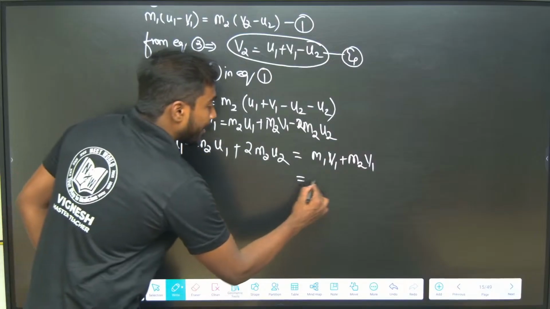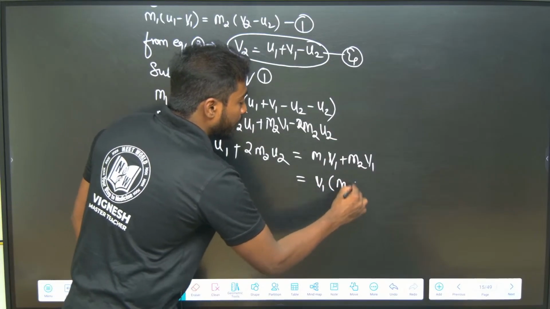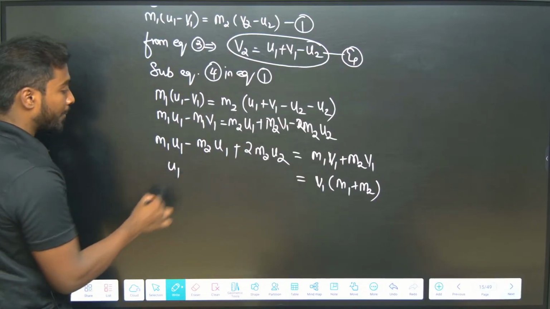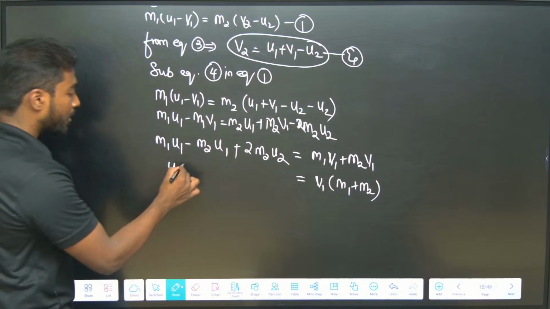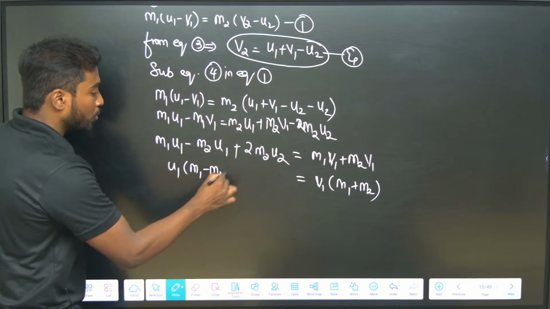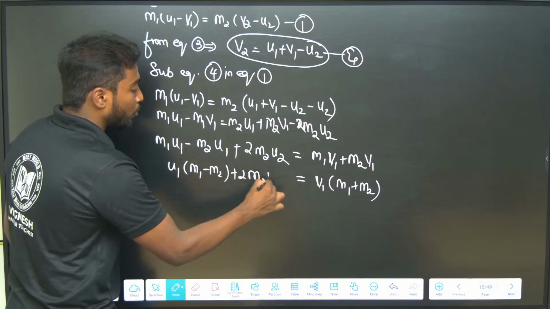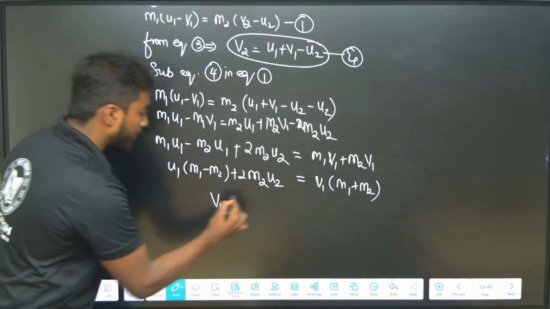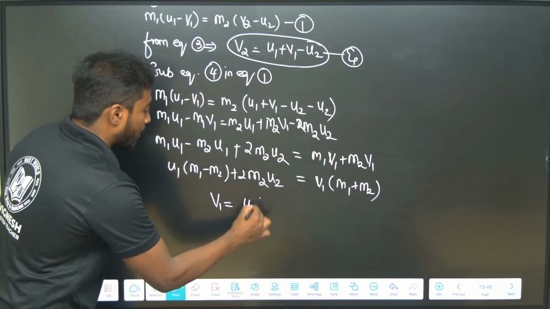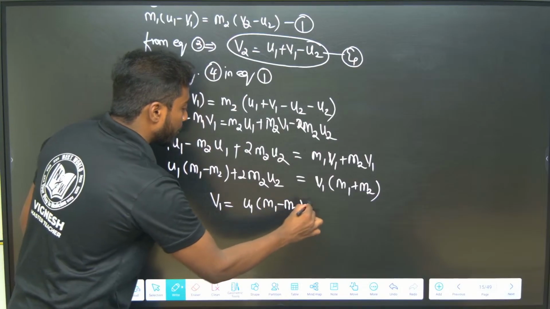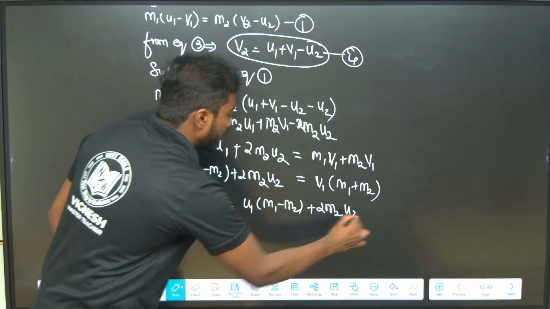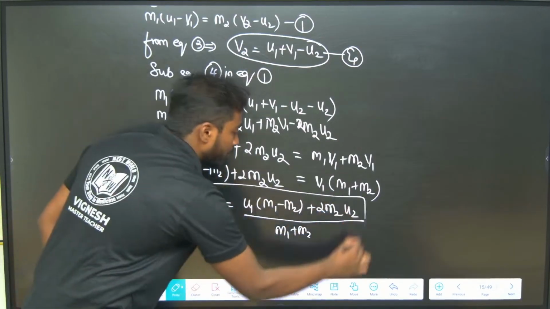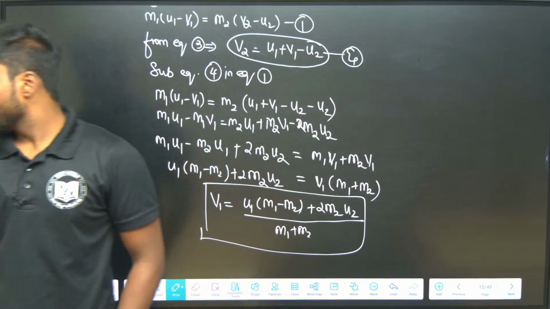Now in this I can take v1 commonly outside, m1 plus m2 should be equal to, u1 commonly outside, right? So m1 minus m2 plus 2 times m2 u2. So v1 equals, keeping v1 on one side, the remaining terms: u1 of m1 minus m2 plus 2 m2 u2, divided by m1 plus m2. This is my v1, guys, that's it.